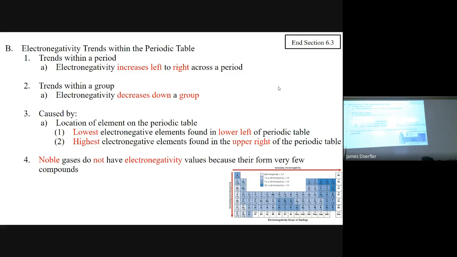So, as I mentioned, noble gases don't like to form compounds. They don't like to bond with anybody. There are some exceptions. Like xenon, for instance, has been shown to form compounds, but that's due to its relative size. But they like to just be chill and hang out and not really do anything, so their electronegativity is zero.